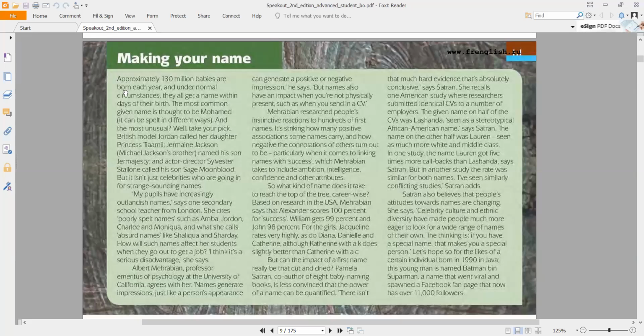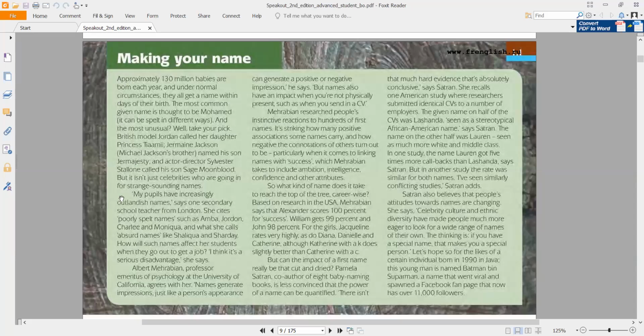Thank you. Wow, interesting information. So the most common name in the entire world is Muhammad. What an honor. And it's spelled in different ways. This is the first information we got. Then we got the impression that celebrities are trying to name their babies with strange sounding names. And here, anyone would struggle with reading those names because they're strange sounding names like Sylvester Stallone and Sage Moonblood and so on.